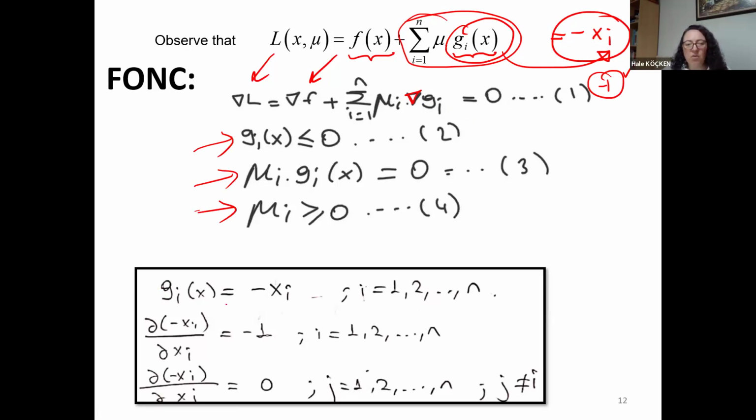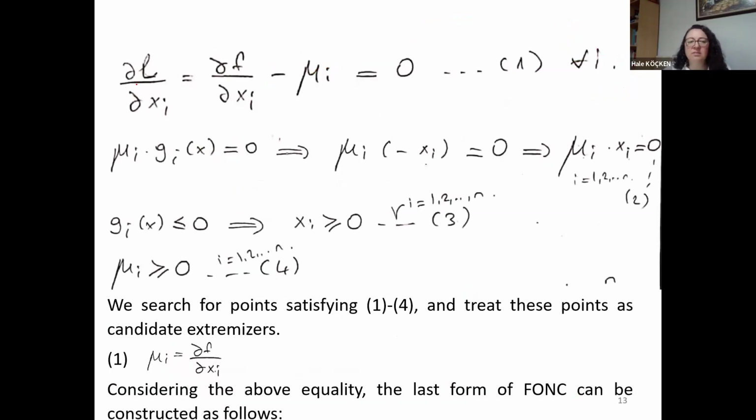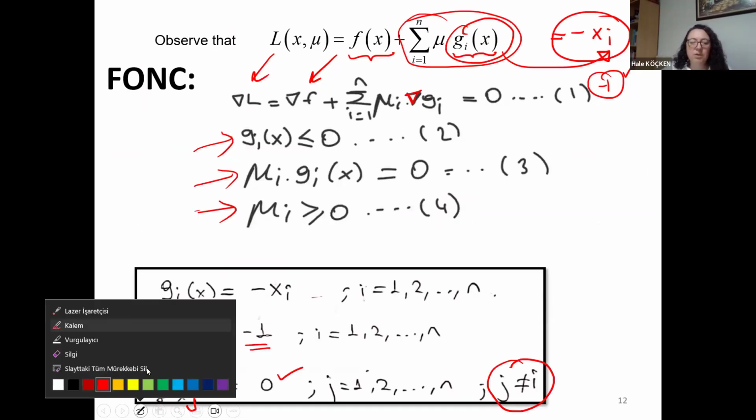Since gi of x is equal to minus xi, the derivative of this constraint with respect to xi is -1, while the derivative of minus xi with respect to xj, where j is different from i, will be 0. By using this simplification, we can write that dL over dxi will be df over dxi minus mu i in the component-wise form. Realize that we dropped the sigma notation here.